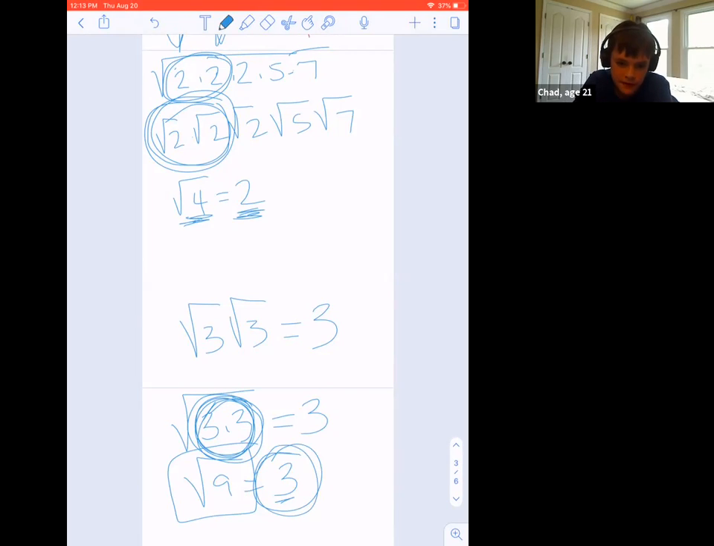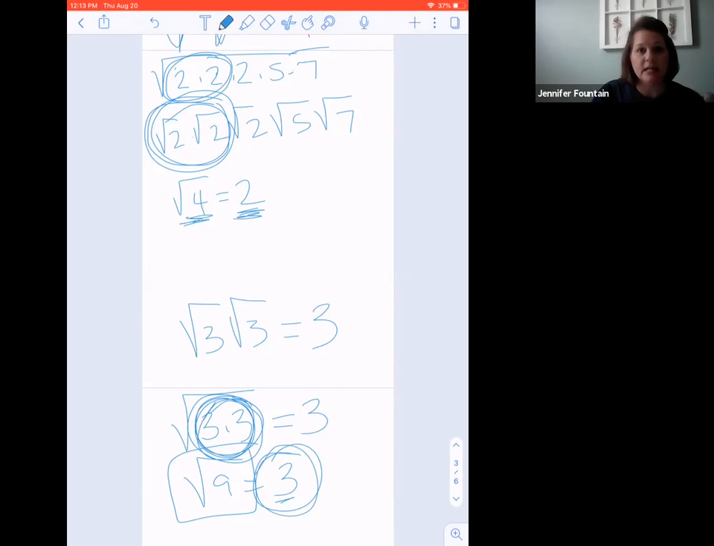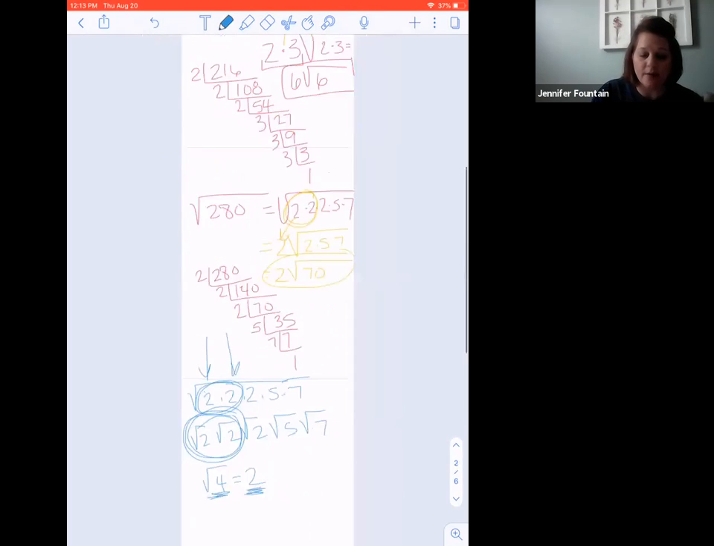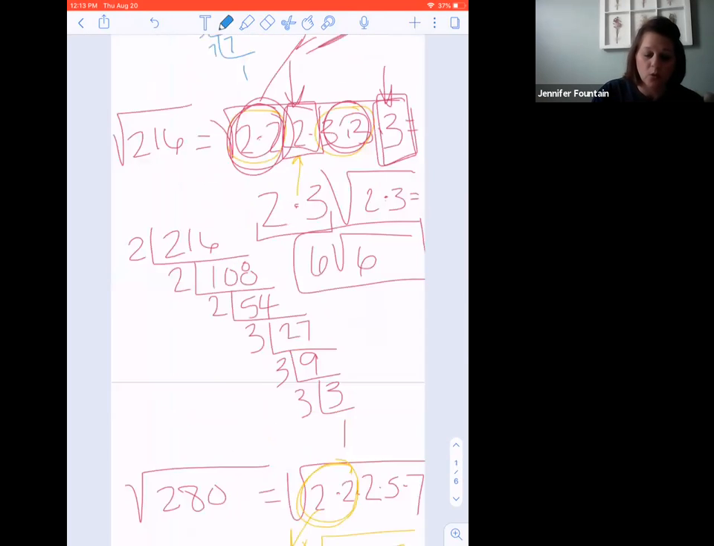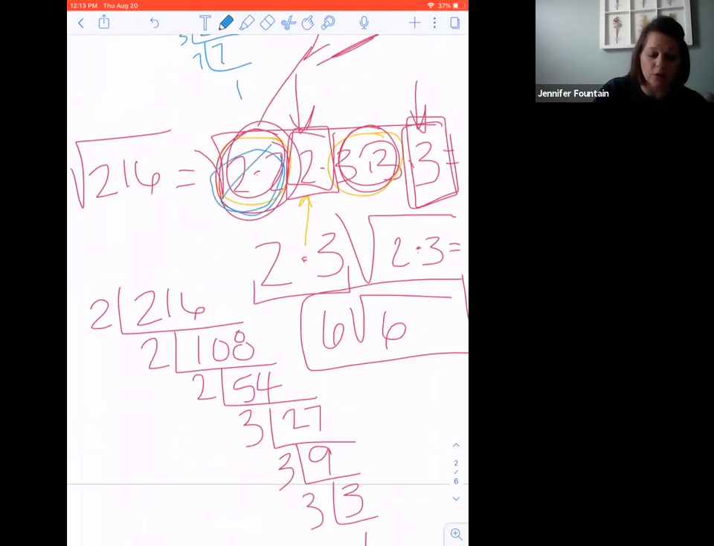Yeah, that makes sense. So the main thing is that whenever you circle 2 together under the radical, if it is a square root, then it only comes out as 1, because basically this is the square root of 4. The square root of 4 is 2. Right here, this is 3 times 3, so that's the square root of 9. The square root of 9 is 3. Okay?